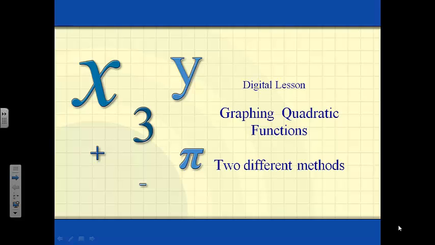Hello everyone, this is going to be a quick digital lesson on graphing quadratic functions. I'm going to show you two different methods that you've already seen before, so you should just be able to take some quick notes and move on.